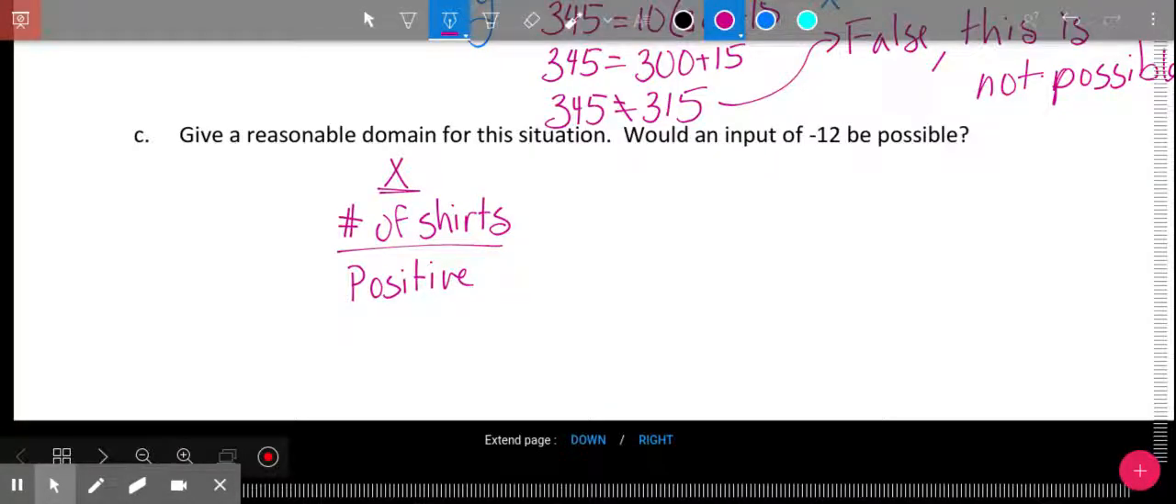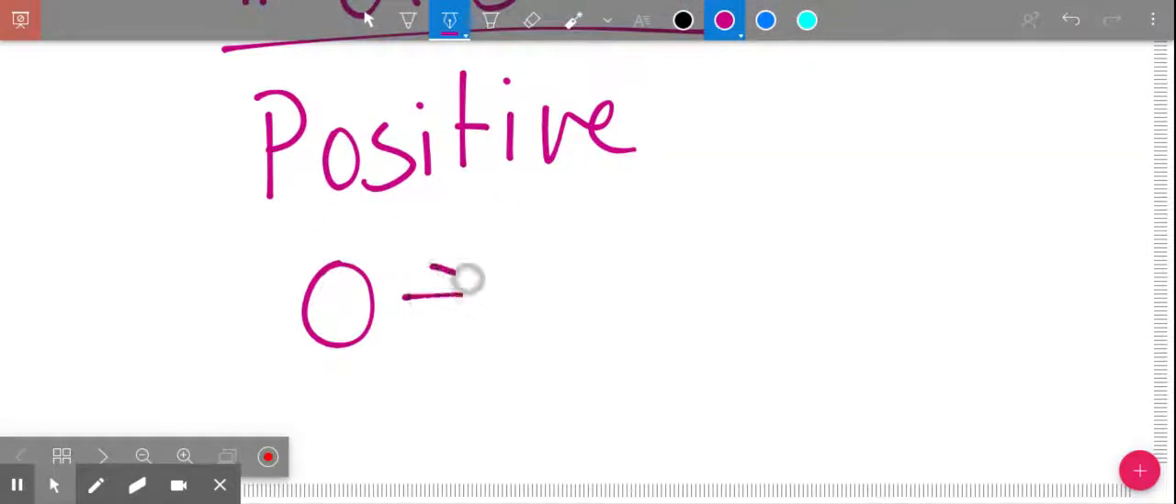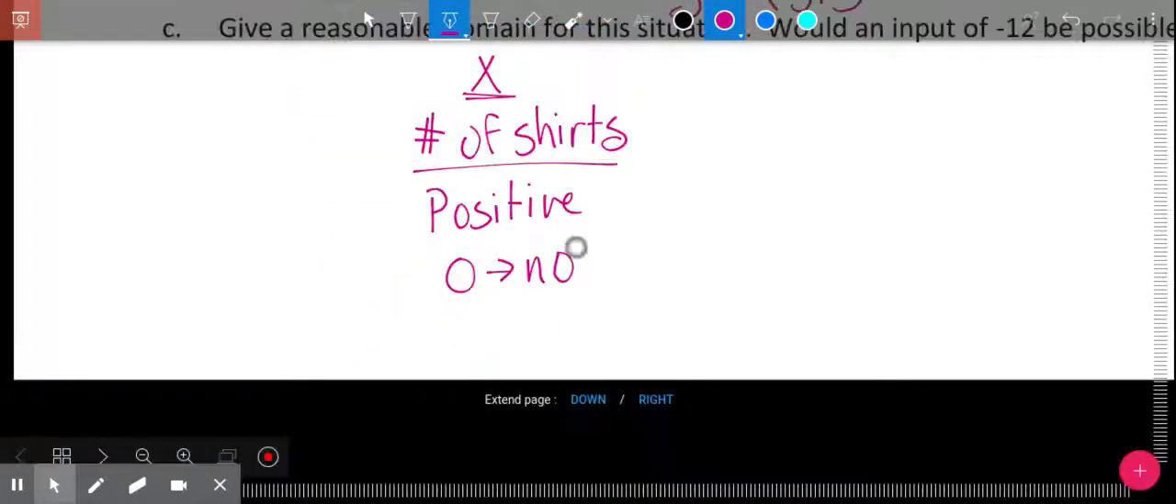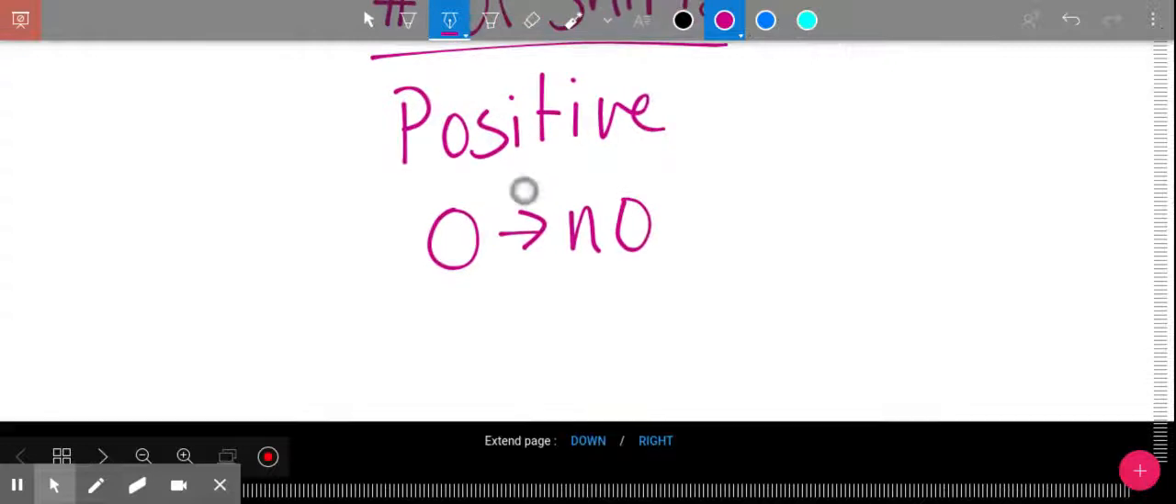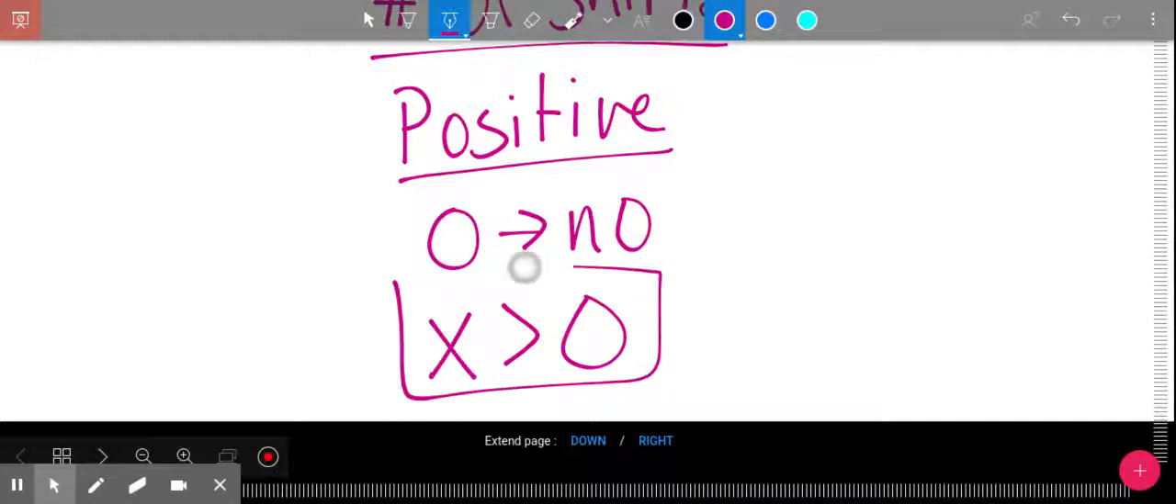The next thing I need to think about is, could I have 0? Could I order 0 shirts? If I'm ordering t-shirts and I order 0 shirts, I haven't really ordered anything, okay? So 0 is not possible. Okay, and then I need to think, could I order negative shirts? Could I order negative 5 shirts? No. Okay, so it's only positive shirts that I can buy. So it's going to be all the x's that are greater than 0 for positive.